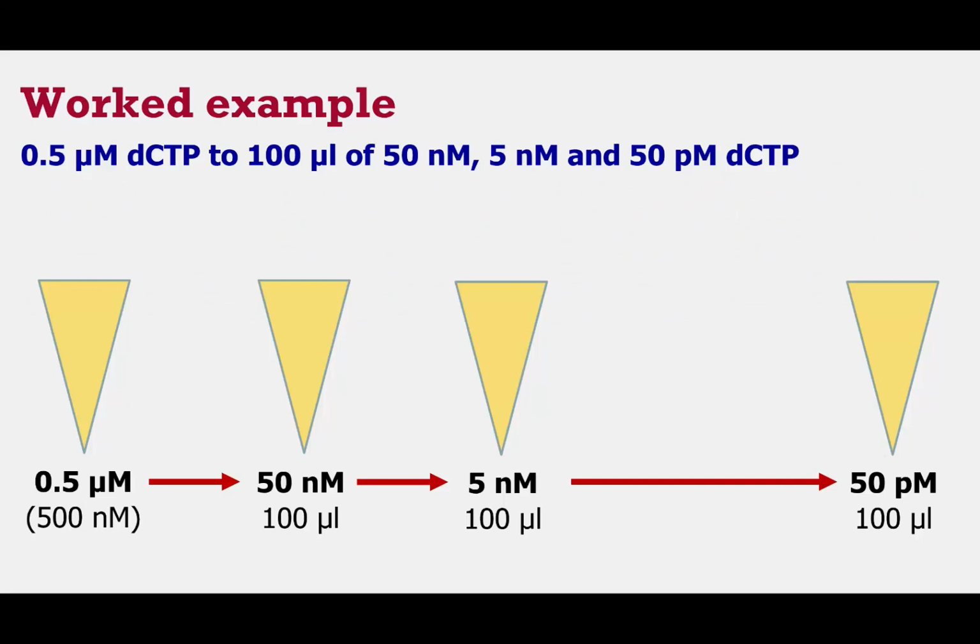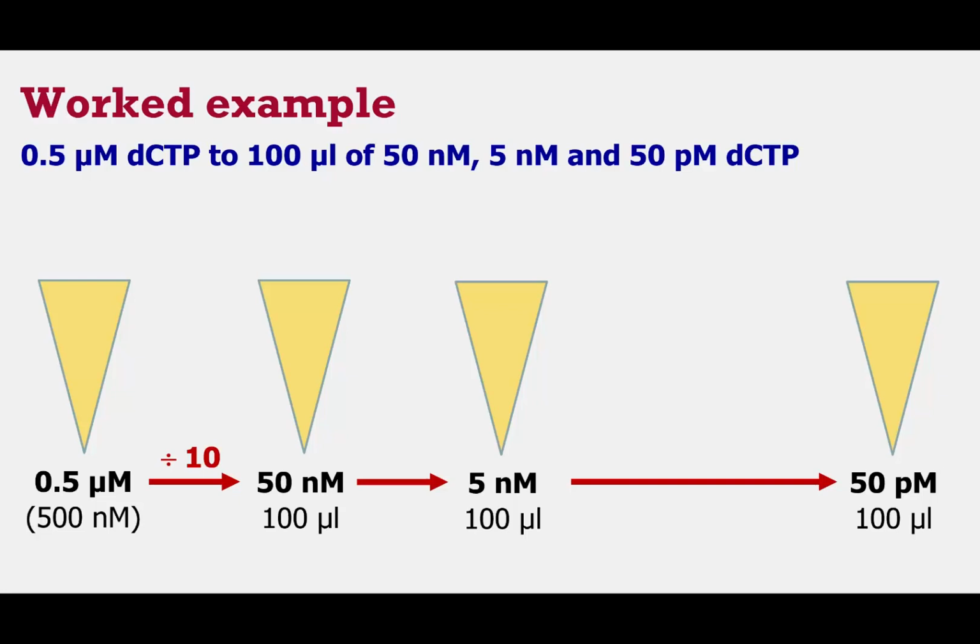The first thing that I would do in a question like this is to literally sketch out a series of tubes, just simple triangles in the way that they're done here, and indicate what I know already in terms of the concentrations that I've got, but also the volumes that are involved. So I'm starting from a stock of 0.5 micromolar, which is also, as we know, 500 nanomolar. I'm then asked to make solutions at 50 nanomolar, 5 nanomolar and 50 picomolar, and to have 100 microliters of each of those. So for me, the first step is to think, what is the dilution factor involved in each of those stages?